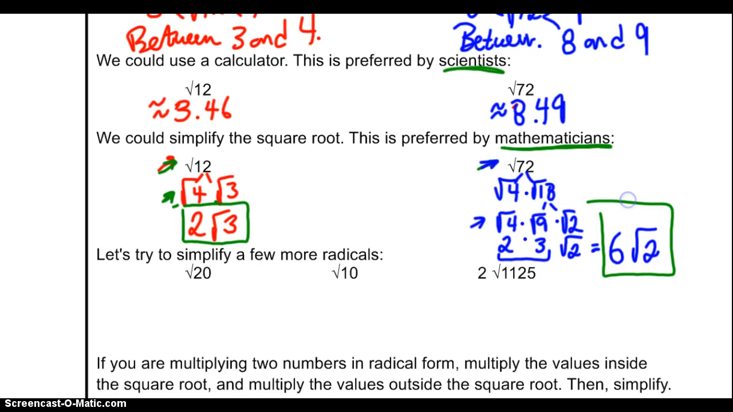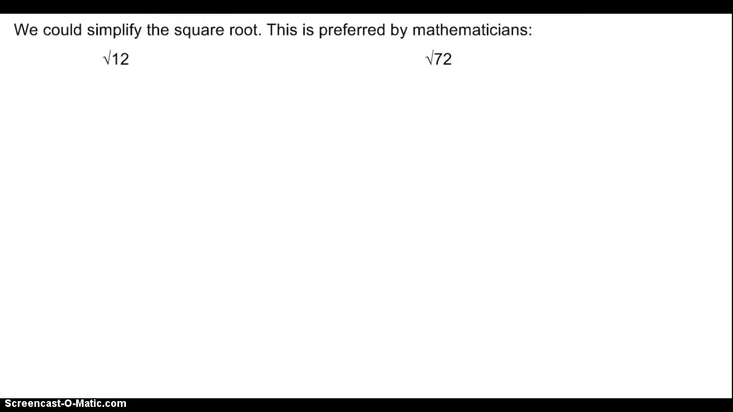Now, if you're having trouble seeing if 4 or 9 go into these numbers, if you're having trouble factoring, there is another method you can use. That requires a little more math, but it's a little bit easier. Let me show you what I mean.